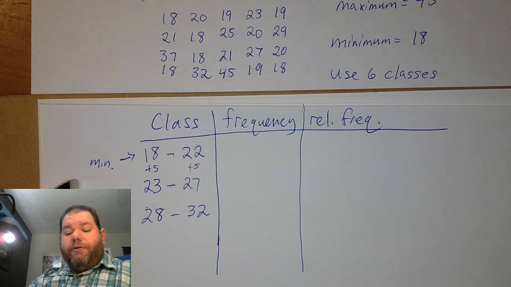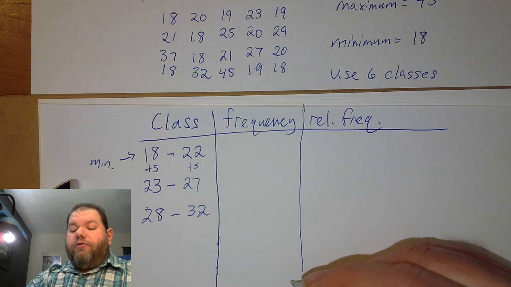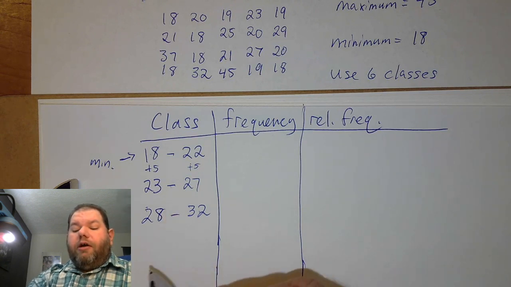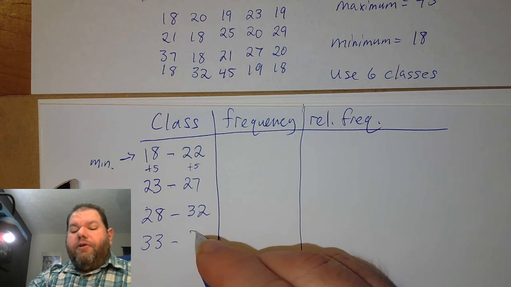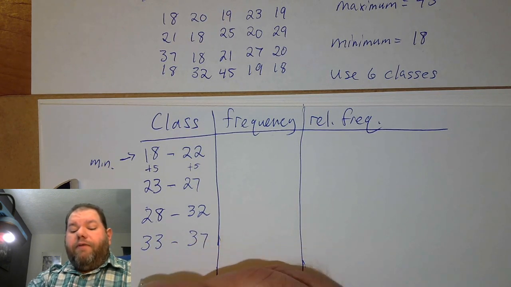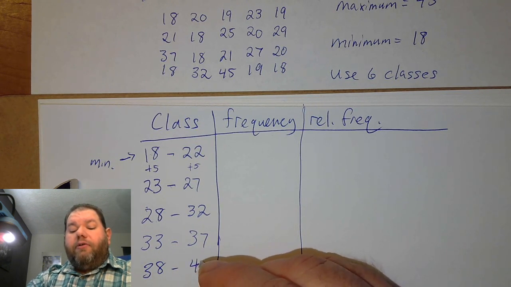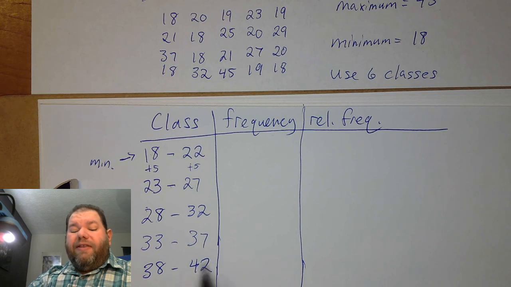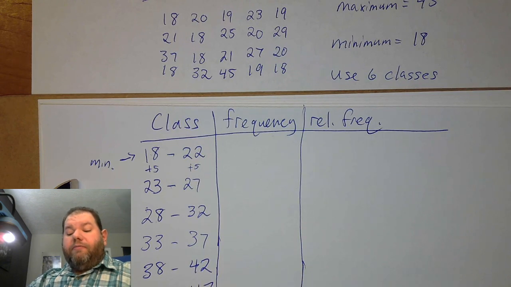And now we keep going. From 28, add 5, so we get 33. Add 5, we get 37. That's our fourth class. Our fifth one starts at 38 and goes to 42. And then the sixth and last one would start at 43 and go to 47.